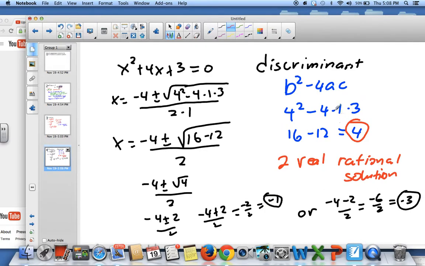So that's the solution. I don't have to do all this stuff here to find out that there's two real rational solutions. If I were asked what the solutions were, then I would have to go through that, or factoring, or something else. But if they just ask for the nature of the solutions, this is what we write. Okay, and we're expected to kind of know how to do that.